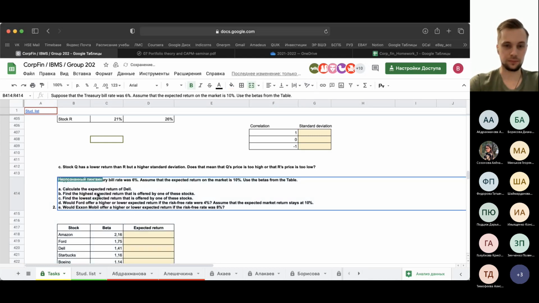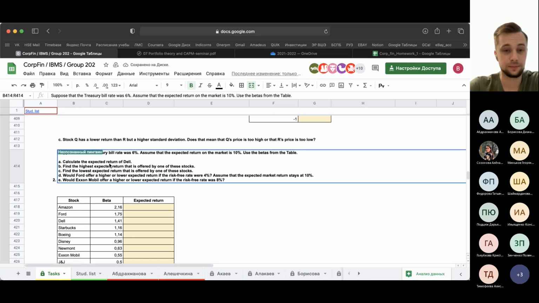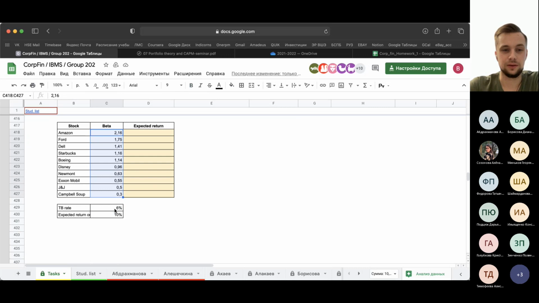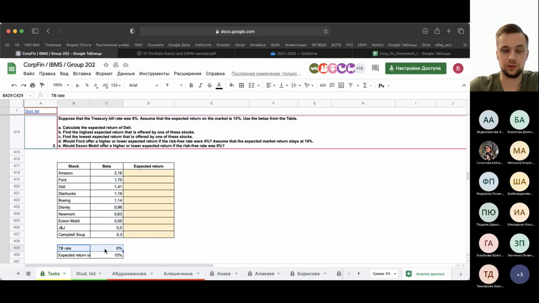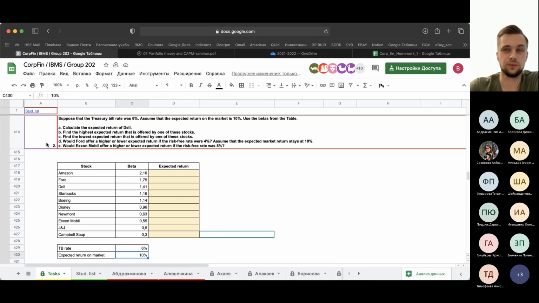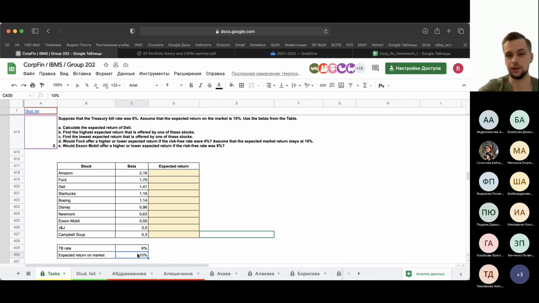Okay, so I have copied the task. Here we have several stocks with their betas, and we have the treasury bill rate, which is actually the risk-free rate in the market. We have the expected return on the market portfolio, which is 10%. We have several questions, but to answer them we just need to calculate the expected returns of these stocks, given these betas, this treasury bill rate, and the expected return on the market.